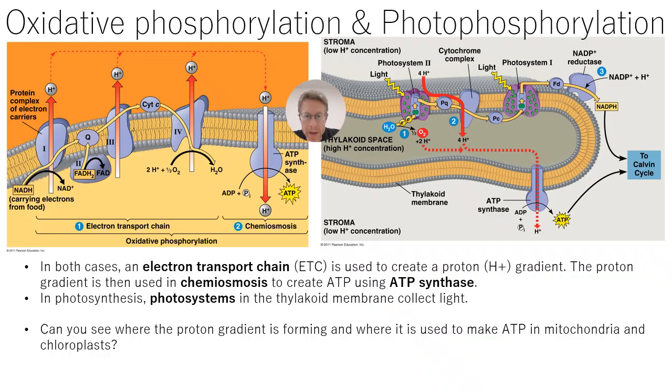In the thylakoid, these protein complexes called photosystems are where the chlorophyll is, and they collect the light. So by having this large surface here, we can collect a lot of light. So you should be able to answer that question on the bottom there based on my explanation and these diagrams.